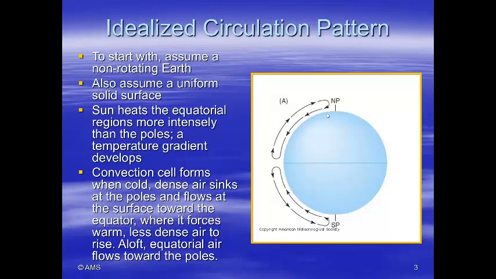So convection cells would form when the cold, dense air sinks at the poles and flows at the surface towards the equator, where it forces warm, less dense air to rise. Aloft the equator, air flows towards the poles. So at the equator, we get convergence at the surface and divergence aloft.